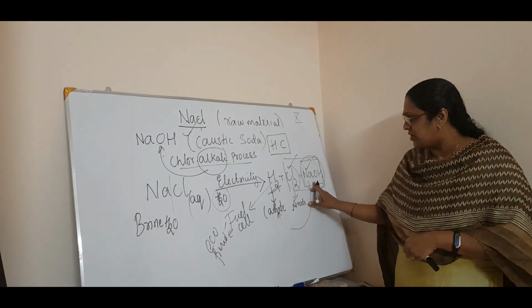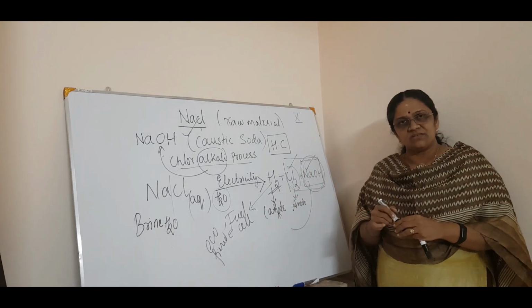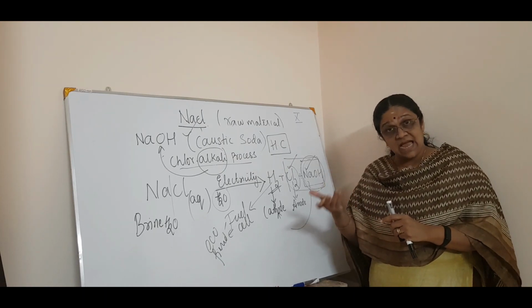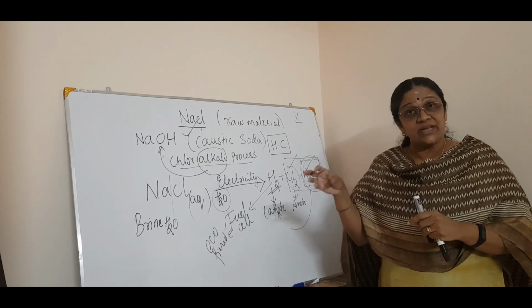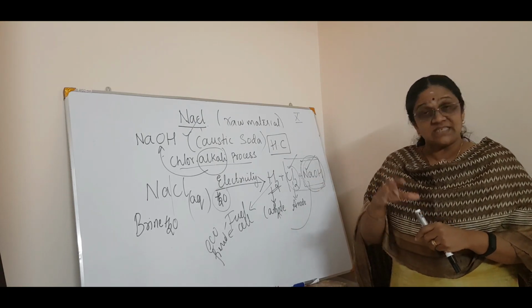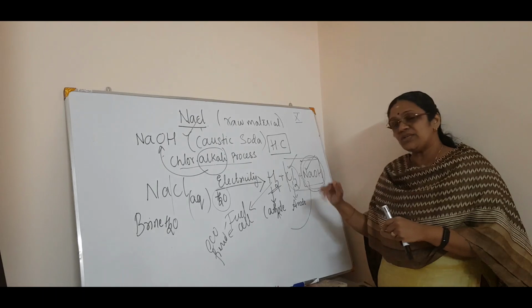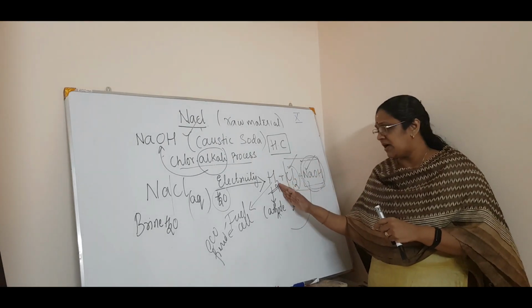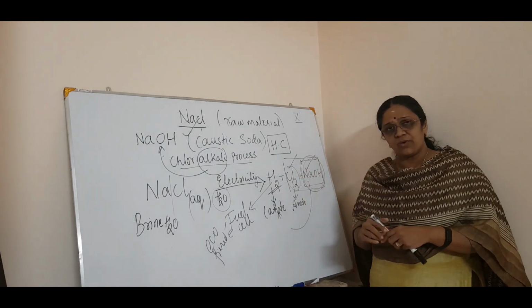Now there are uses of NaOH also. NaOH can be used as a lab reagent. Then for cleaning utensils or metal parts, etc., NaOH is used. Okay, so these are some of the uses of hydrogen, chlorine and NaOH.